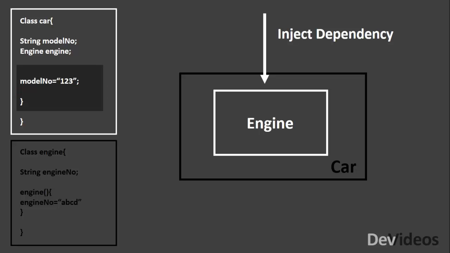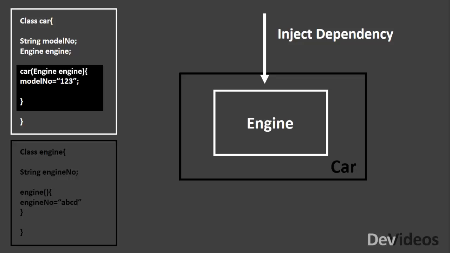And if you look at the constructor, now our constructor has an argument, which is in fact the dependency. Now our classes are loosely coupled, and the life cycle of engine is independent of the life cycle of the car, and that is exactly the concept of aggregation.